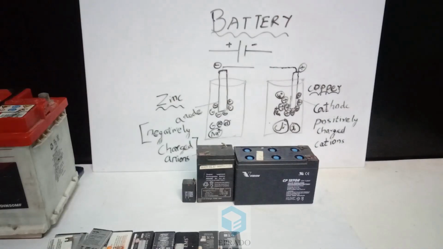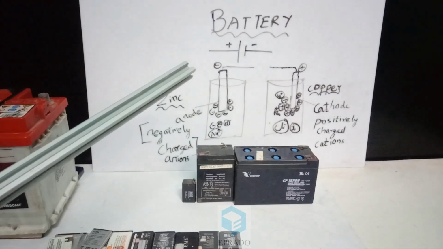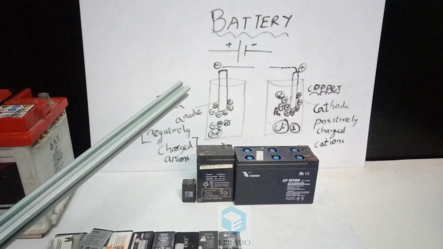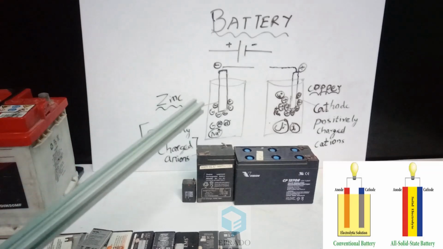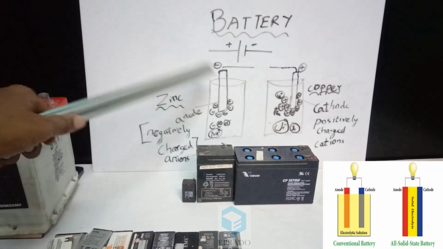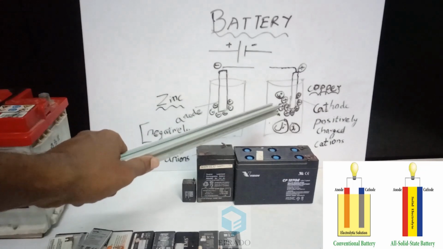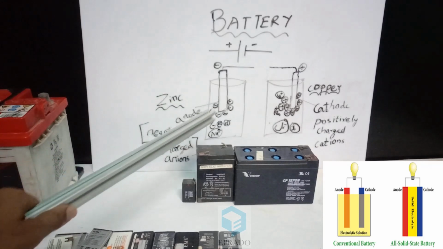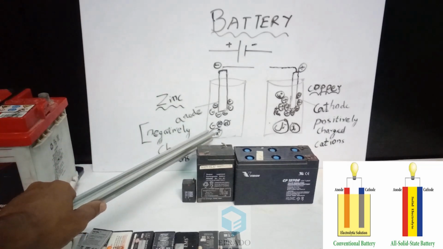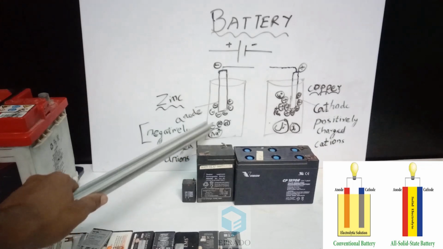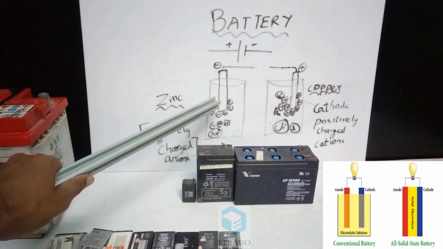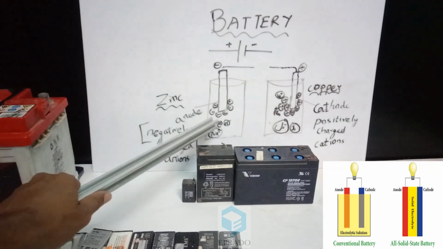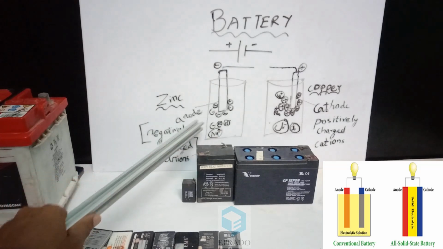Now we will learn how batteries are made. To make a battery we need an electrolytic solution like NaCl solution. So let us consider these two bowls contain NaCl, that is sodium chloride solution, which means it has Na plus ions and Cl minus ions in this dish. So this dish will contain both positive and negatively charged ions.